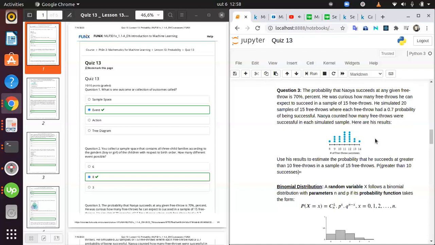He simulated 20 samples of 15 free throws. So that means 20 samples. Does that mean he throws 15 times, or he just tries 20 times? No, he tries 20 times, 15 throws each. First try, he makes 15 throws. He counts the number of successes and records it. For example, if it was 8 successes, this is the first point there. Then he makes 15 throws again. If it is 9 successes, he adds a point on the graph.